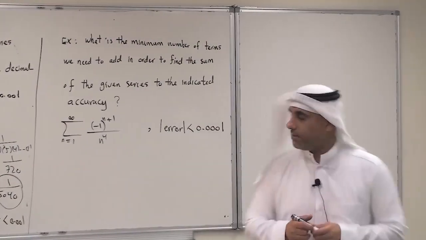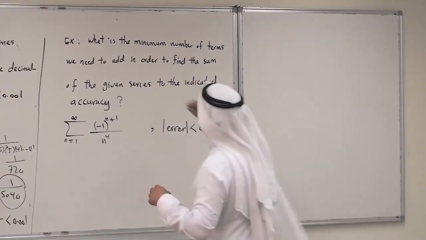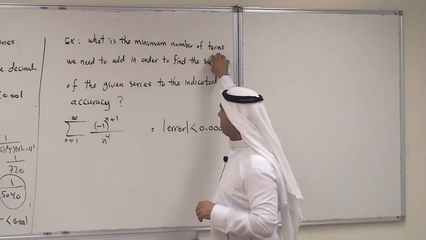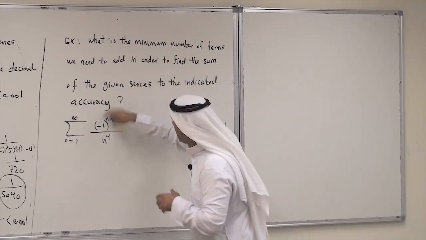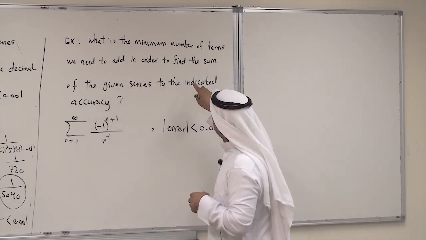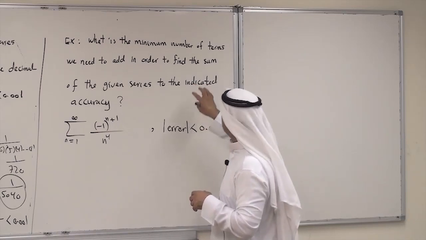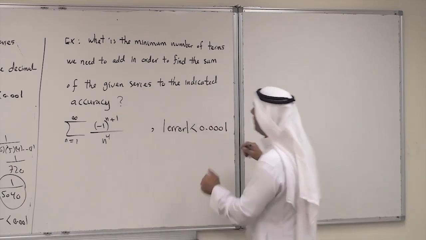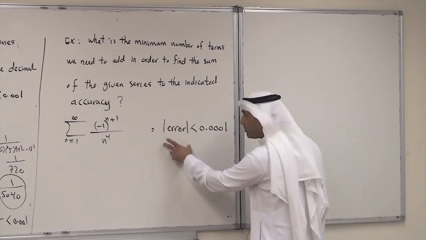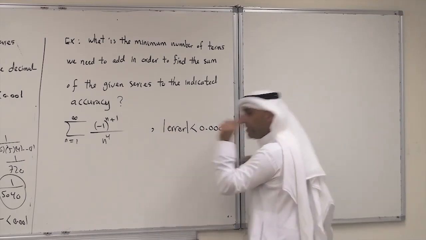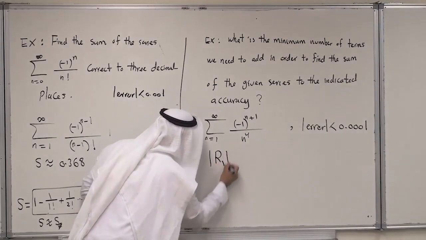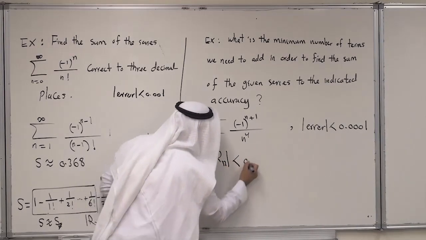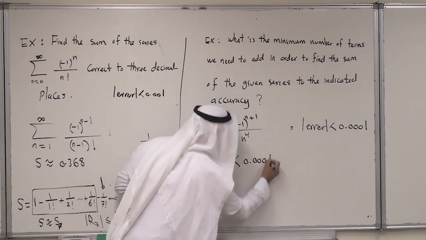Another application for the theorem, which is very important, asks what is the minimum number of terms we need to add in order to find the sum of the given series accurate to the indicated accuracy. So we need our error Rn to be strictly less than 0.001. Okay? That's what I need.